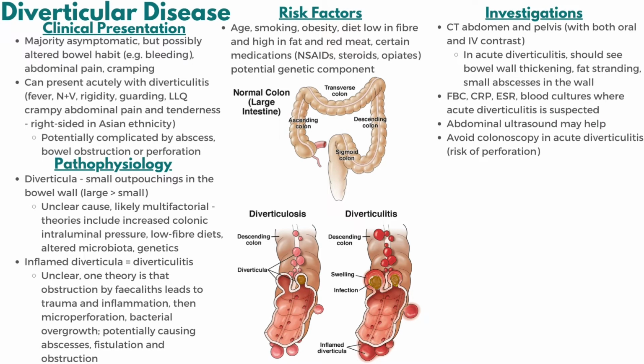The key investigations include imaging with a CT of the abdomen and pelvis, using both oral and IV contrast. In acute diverticulitis, we should see fat stranding, bowel wall thickening, and small abscesses in the wall. Abdominal ultrasound may also be helpful.